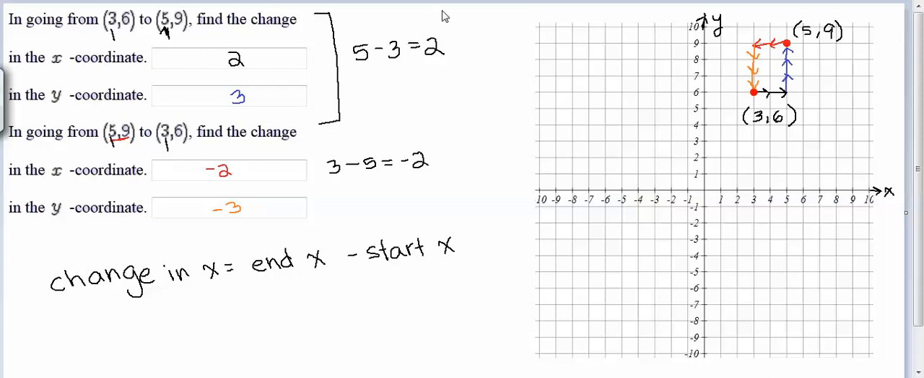And the same is true for the y's. In this case, my ending y was a 9, and my starting y was a 6. 9 minus 6 gave me 3. In this case, my ending y was a 6, and my starting y was a 9, so 6 minus 9 gave me -3. So it's nice to know that we can check our answer in 2 ways here. One, we can find it by graph plotting the points and counting the steps we take in the x and y directions, or we can calculate change by taking the ending value and subtracting the starting value.